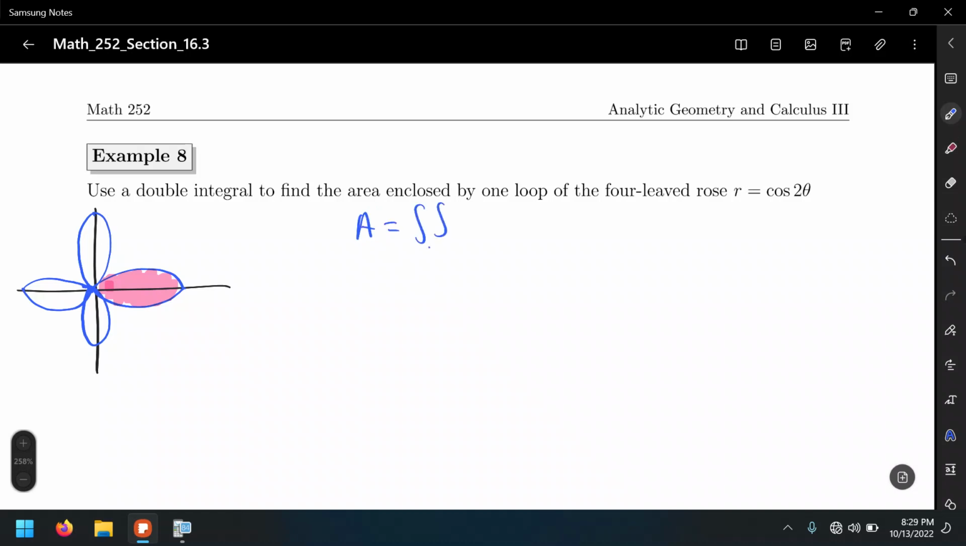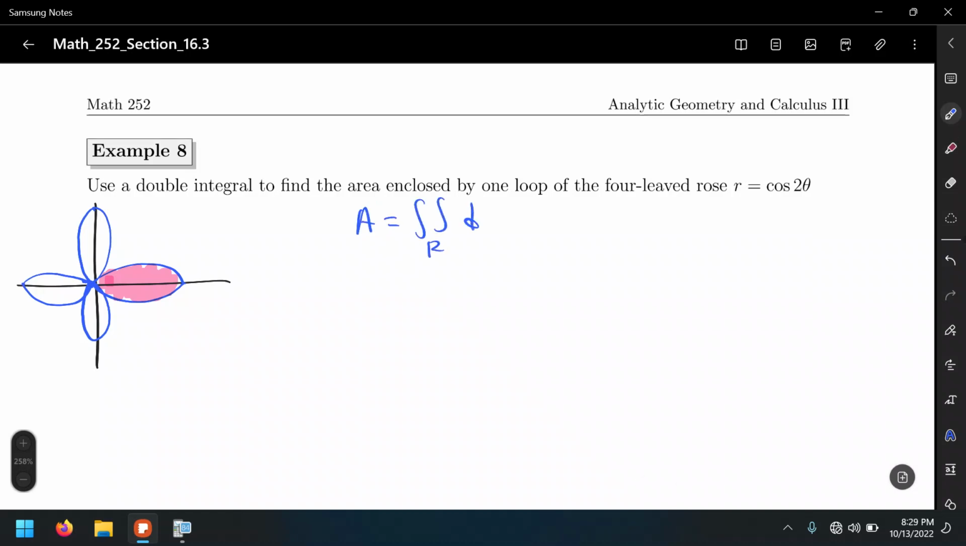Area equals the double integral over R dA for now. All right, we're going to start from here, then we're going to change this to r dr d theta. So that's the double integral of r dr d theta. How do we know this integral is going to describe area? Remember, whenever we have a double integral, if the integrand is just 1, that describes area.